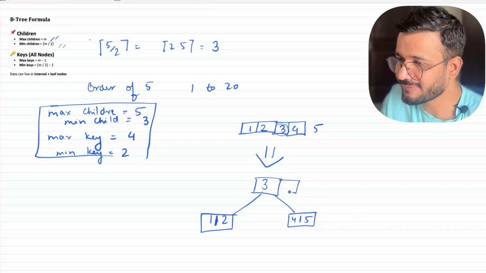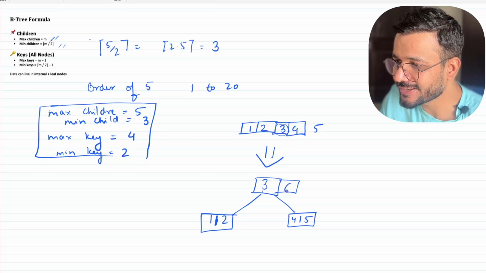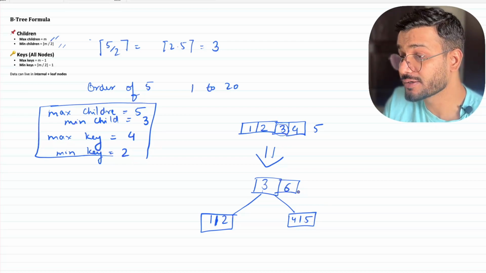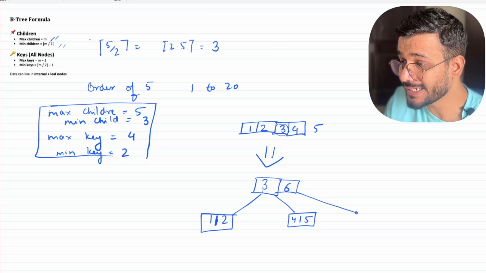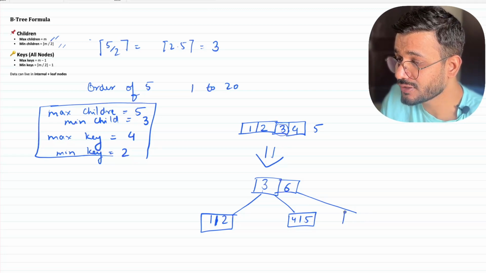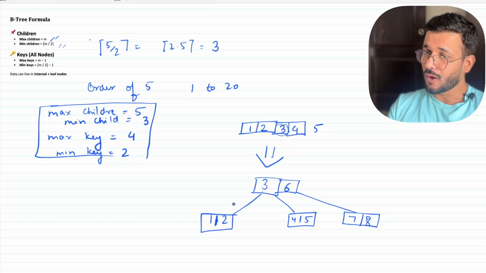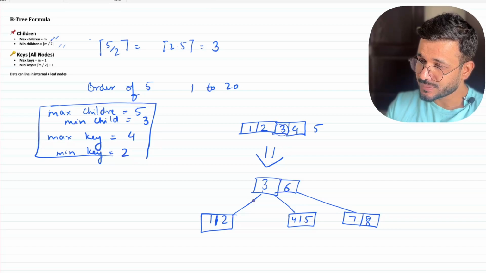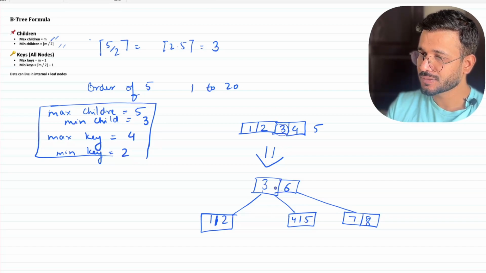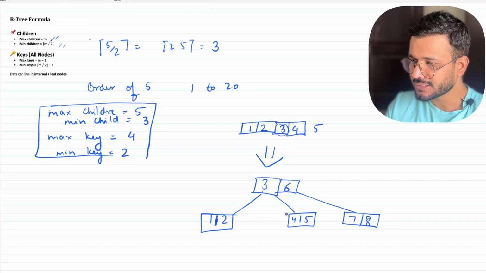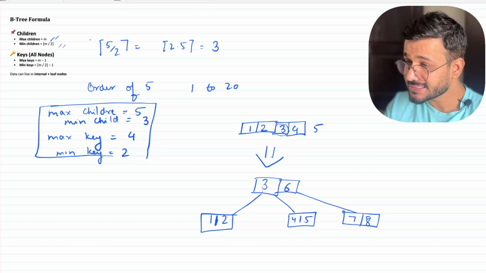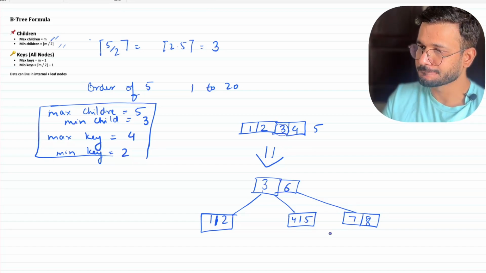We will have 6 here. That is the new parent. And in the rightmost tree, we will have 7 and 8. You see how we made all the values lesser than 3 are 1, 2. Then values greater than 3 and lesser than 6 are 4 and 5. Then values greater than 6 are 7 and 8.